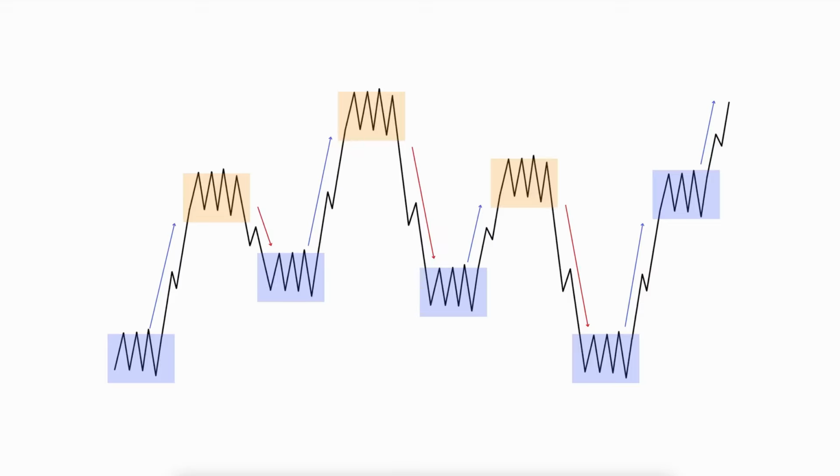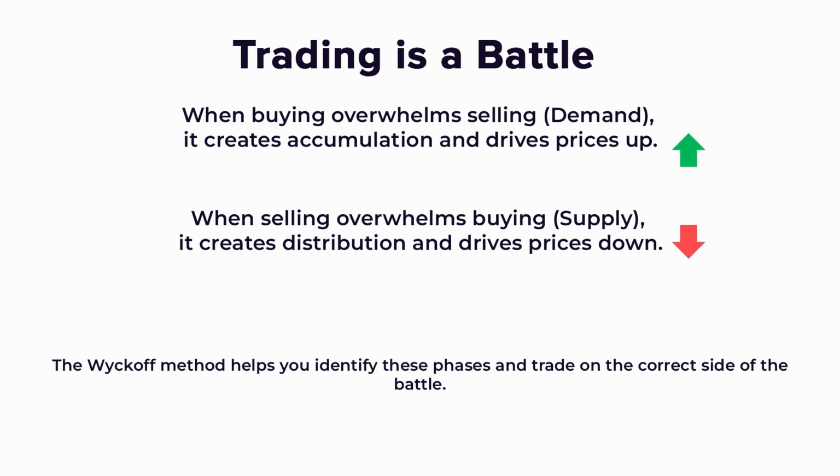Next come the distribution phases, sideways movements, where sellers begin regaining control. These are then succeeded by markdown phases, where the market declines before eventually transitioning again into either another accumulation or a reversal phase. In essence, buying and selling in the market represent a constant battle between demand and supply.